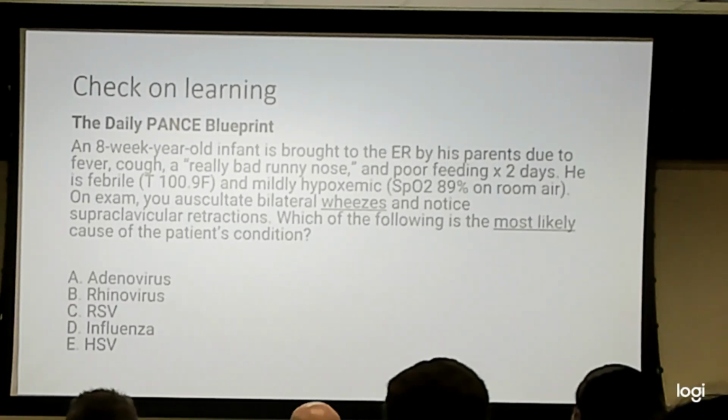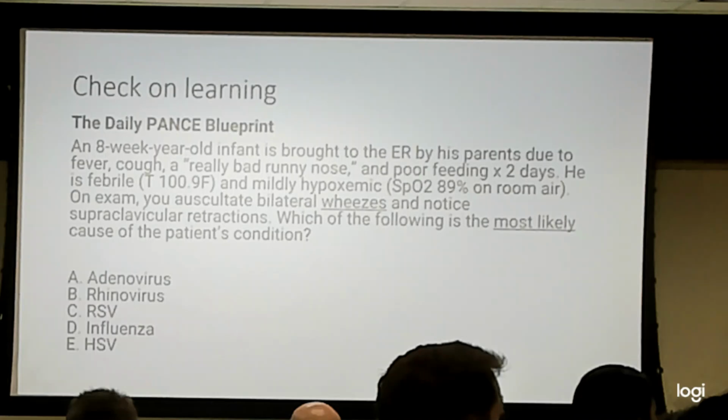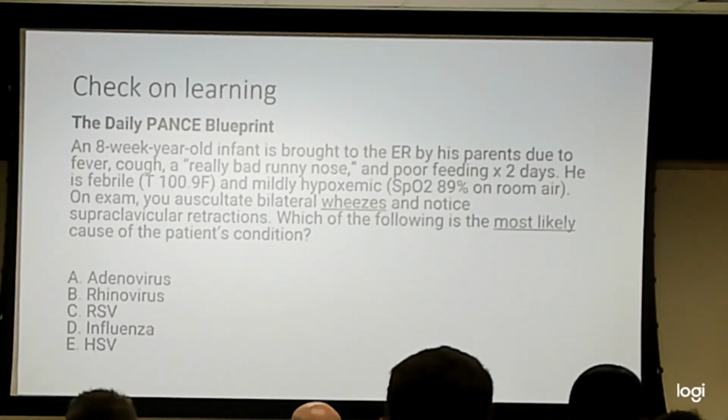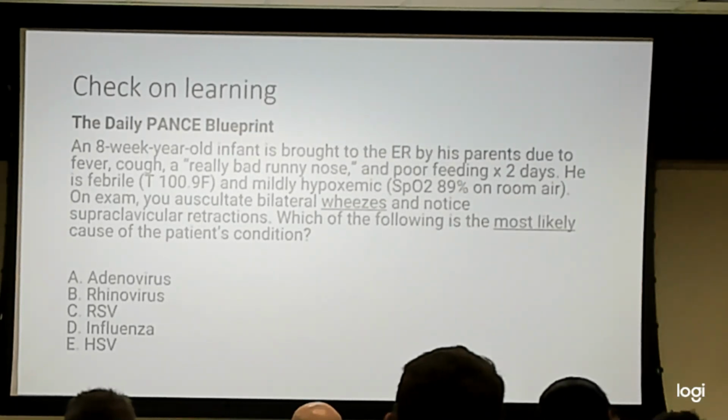So the hints here are really bad runny nose, bilateral wheezing, so we're not getting the barking cough, right? So what's the most common reason? Those 2 clues are leading you towards bronchiolitis. So what's the virus that we associate with bronchiolitis? RSV. Yeah.